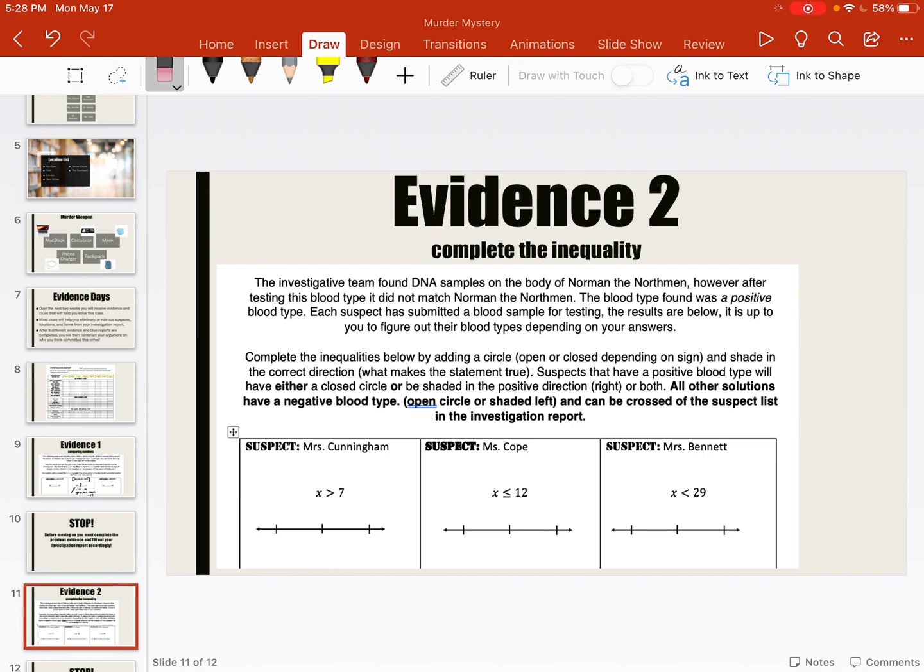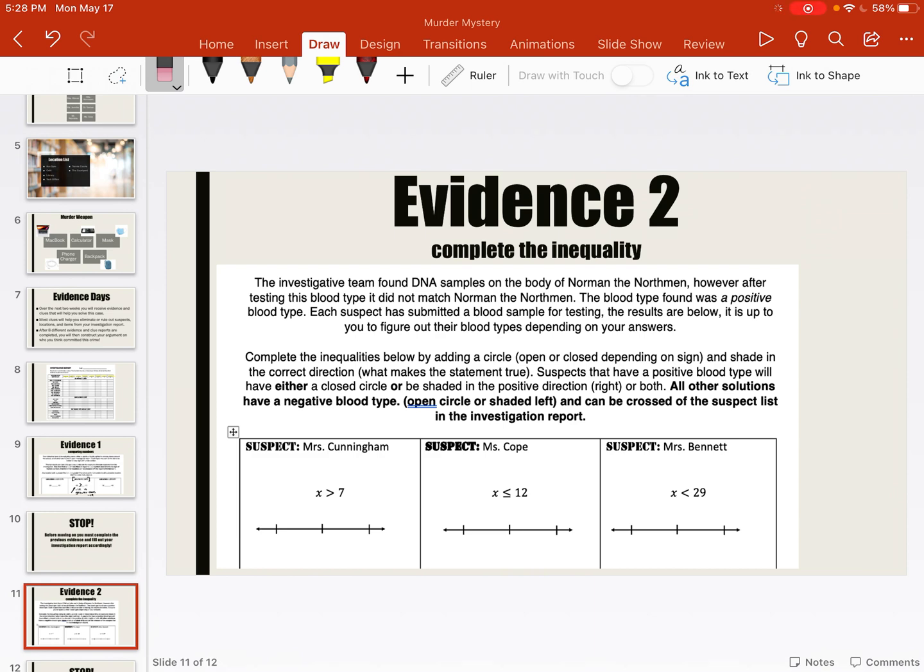Suspects that have a positive blood type will either have a closed circle or be shaded in the positive direction, to the right, or both. All other solutions have a negative blood type, open circle, or shaded to the left, and can be crossed off the suspect list in your investigation report. So anybody with a negative blood type obviously can't be our suspect, because the blood on Norman the Northman was a positive blood type. So anything that's going to be a negative blood type we can cross off.